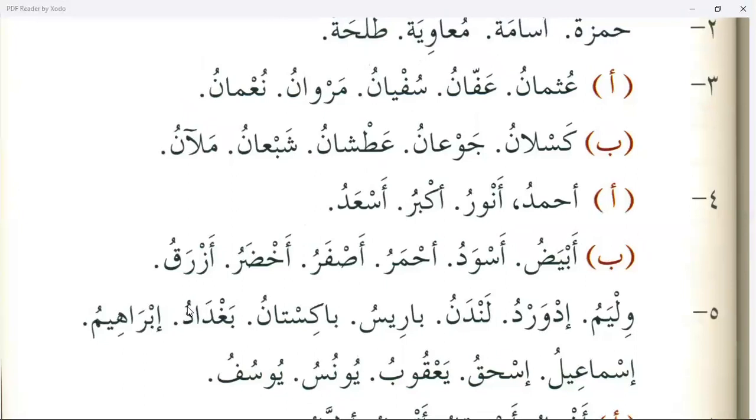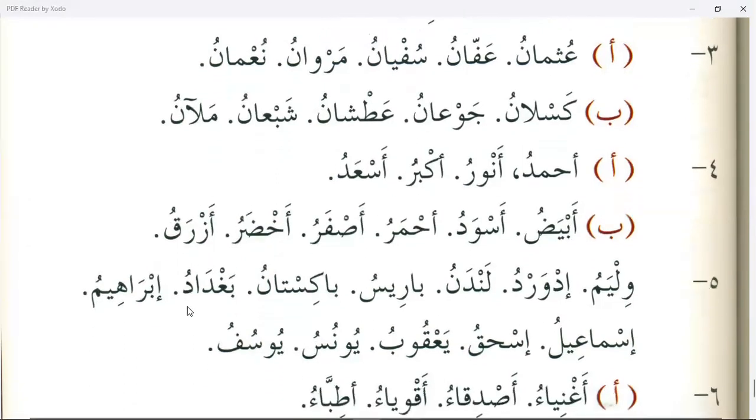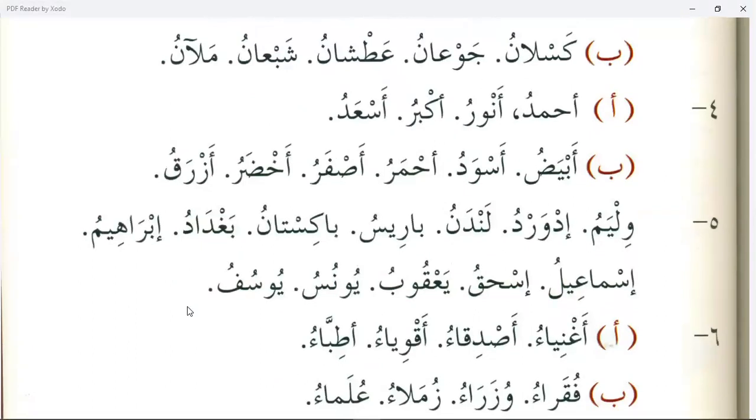These are male names, so this is not the reason here. With male names we use tanween. Ahmadu: these are on the pattern of Af'alu. Abyadu, Aswadu, Ahmaru, Asfaru, Akhdaru, Azraqu. These are colors, and these colors are on the pattern of Af'alu. So we do not use tanween because of the Af'alu pattern.